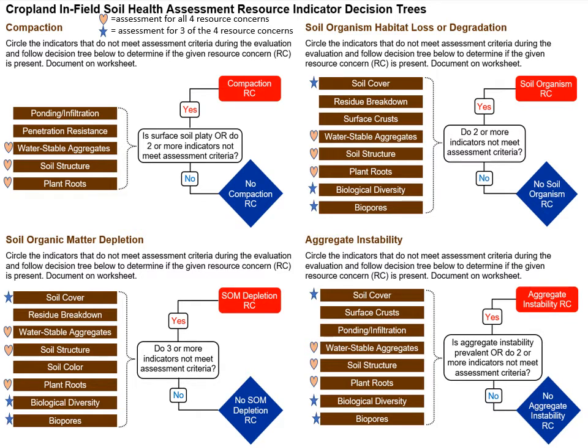The next thing I marked out here is some little stars, and those mark the assessments that are applicable to 3 of the 4 soil health resource concerns. So again, the stars are soil cover, biological diversity, and biopores. The reason I wanted to point that out is because as a planner, if you're going out in the field to do these assessments, you want to maximize your bang for your buck. You want to get as many assessments done as you can, but you also want those assessments to be applicable to as many of these resource concerns as possible.